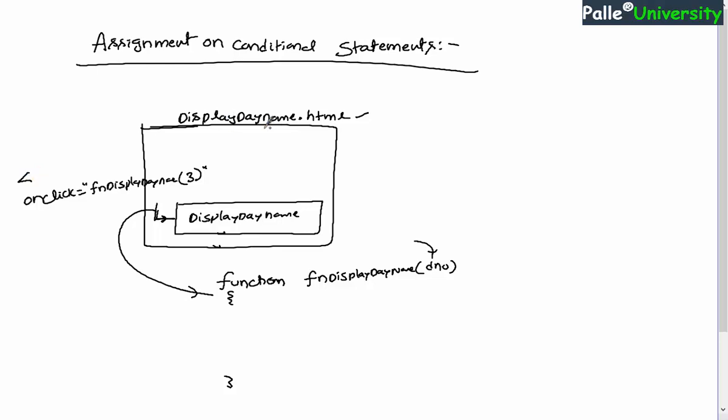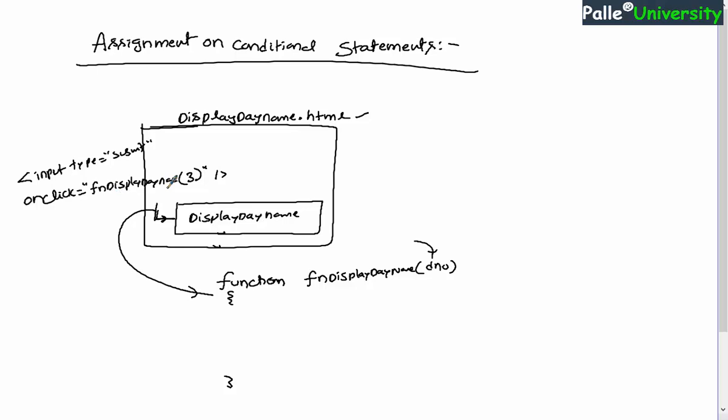In the HTML file, while defining the button control, you will be writing something like this: input type is equals to submit, id is equals something, so on and so forth. Immediately after all those things, you will be writing on click and then closing the button control. So from that button control's on click event, you need to call this function fn display dayname.